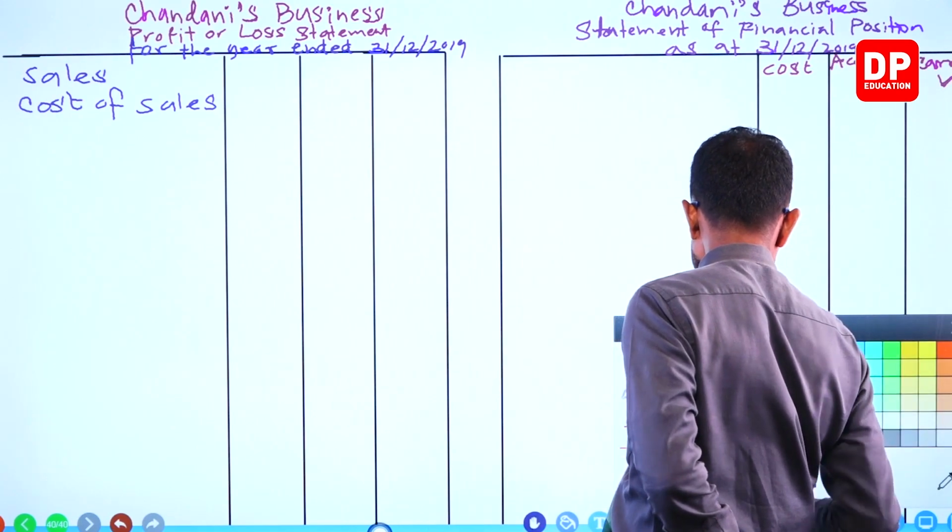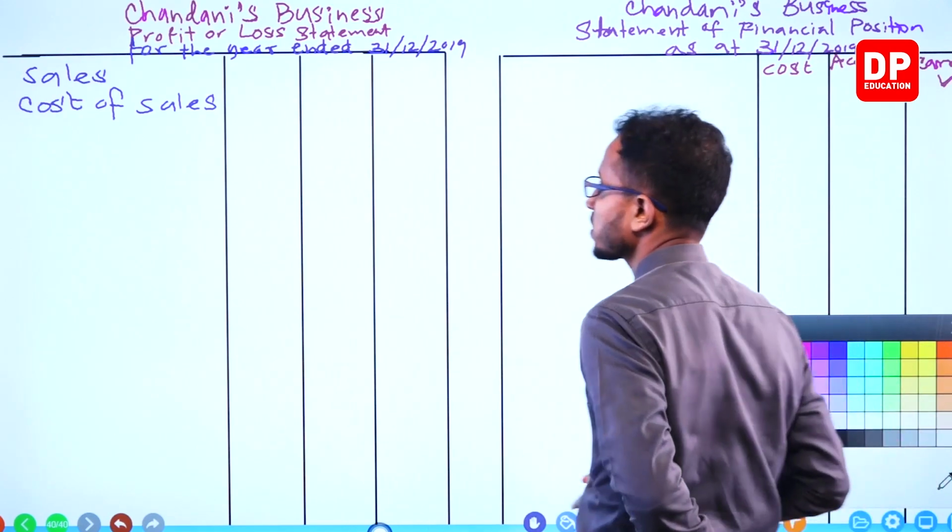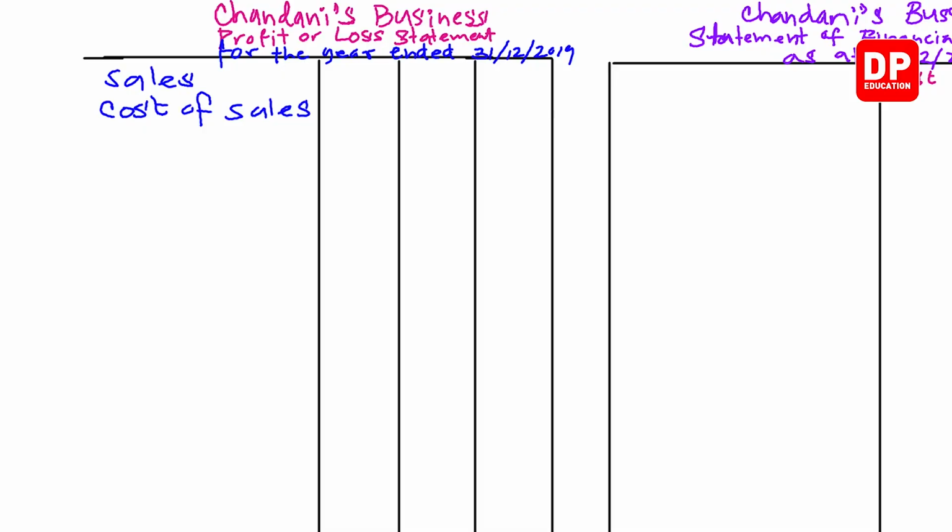Put the minus or the subtraction mark here, because from sales you minus cost of sales. From sales you minus cost of sales. Okay, got it?